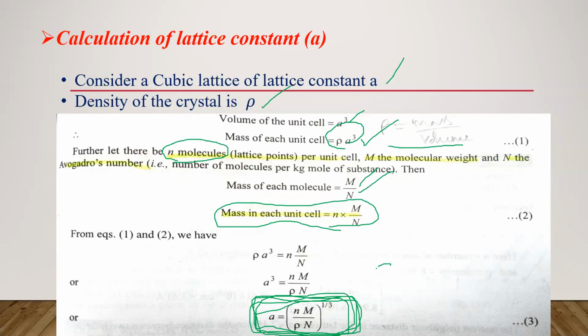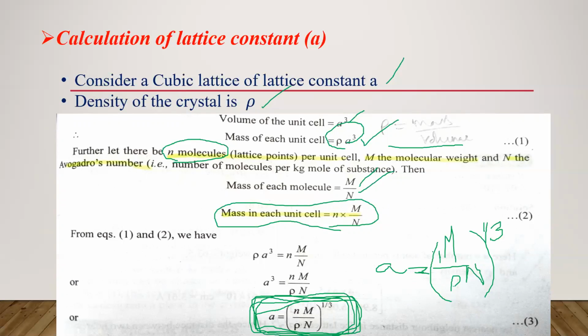Now let us write the formulas. For a simple cubic system, n is 1. So A is equal to 1 into M by rho N, whole power 1 by 3. This is for the simple cubic system, because the number of lattice points is 1.